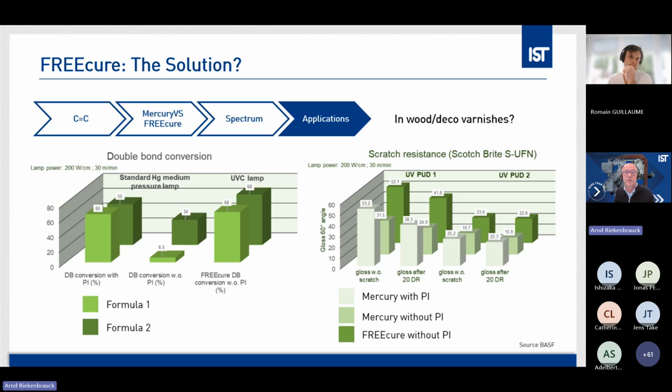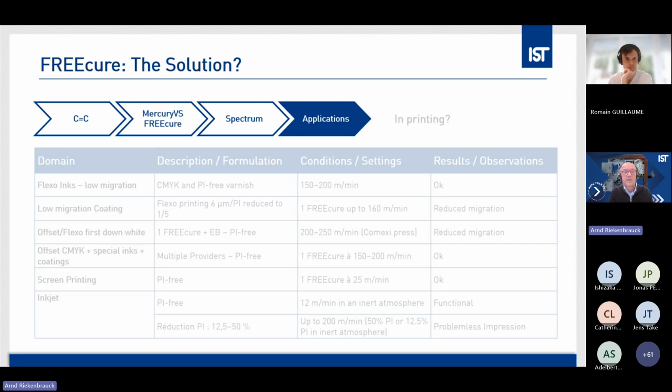When we have a look at the mechanical resistance, we can compare again the mercury lamp with PI, the mercury without PI, and the FREEcure, and we see that we reach similar mechanical values, tendentially around what you get with mercury, so that we can state that the mechanical resistance is similar, as well as the caustic resistance, which we had a look at later.